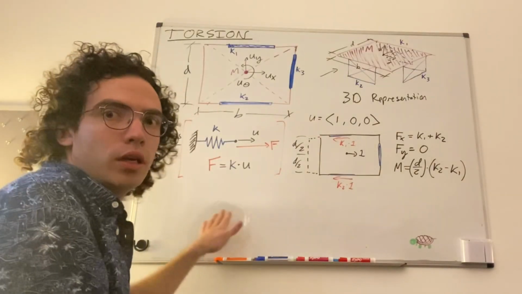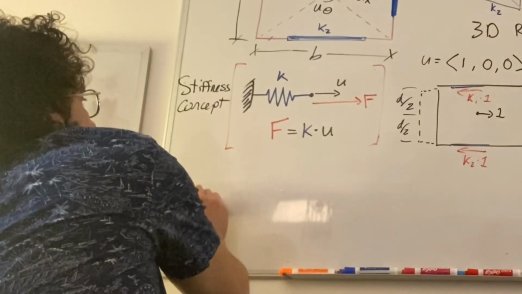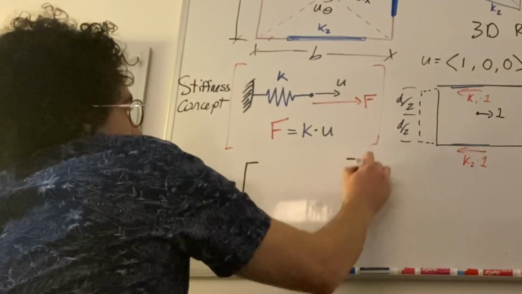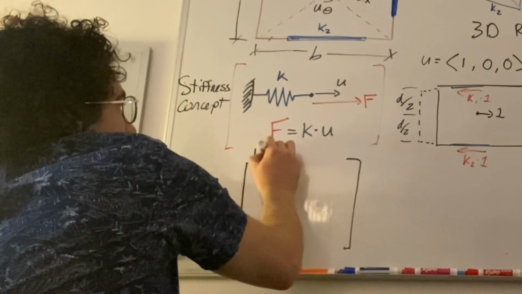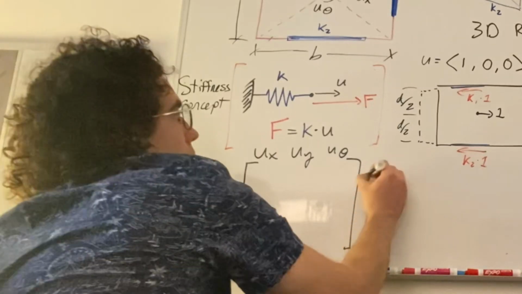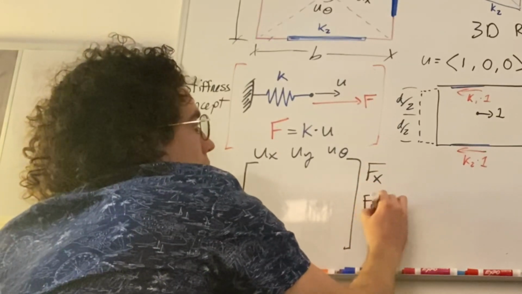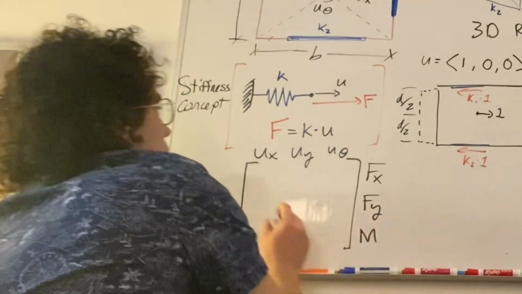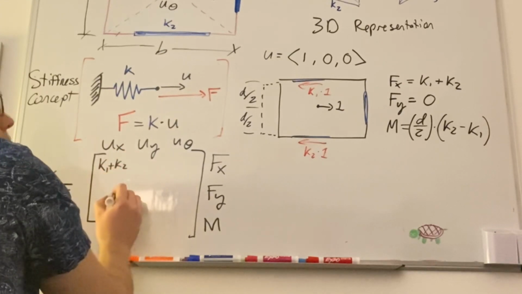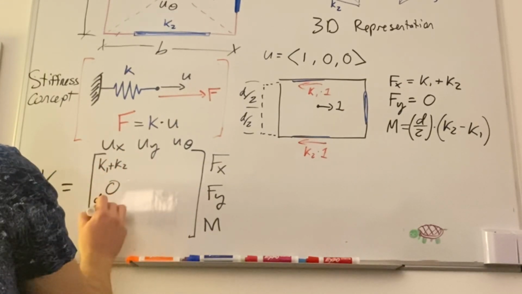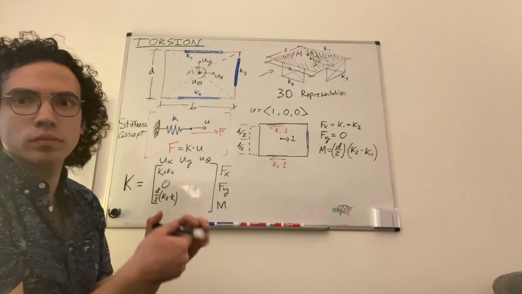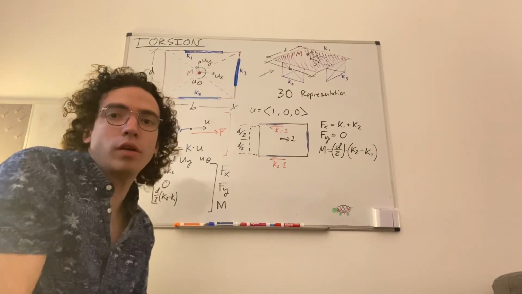So over here, I'm going to write down my global stiffness matrix. We're going to have Ux here, Uy, and U theta. This right here is Fx, this is Fy, and this is M. So in the Ux column, we're going to have K1 plus K2, 0, and d over 2 times K2 minus K1, like that. So that's that column of the stiffness matrix.